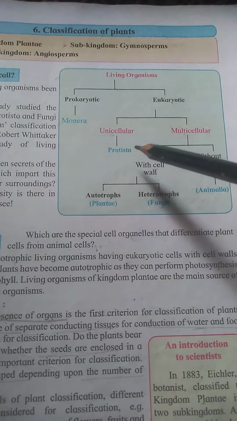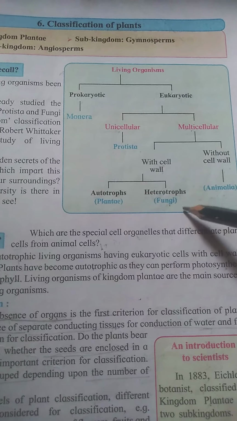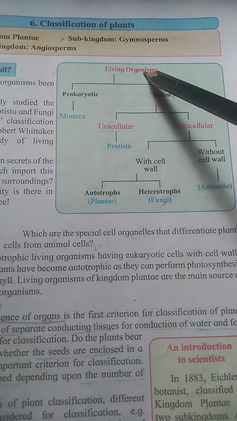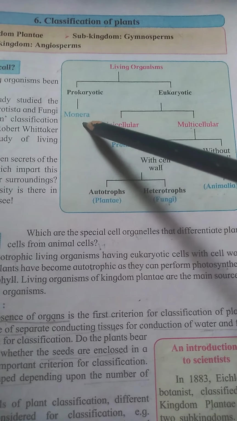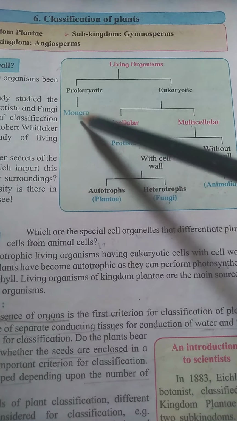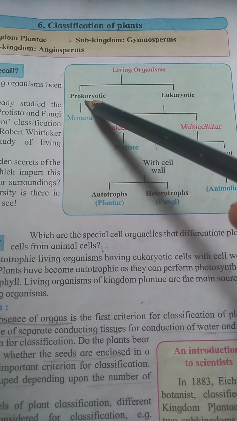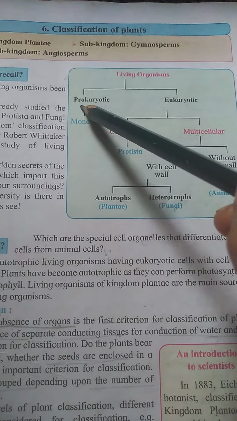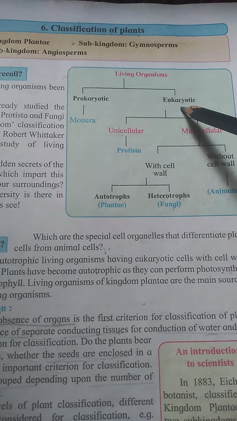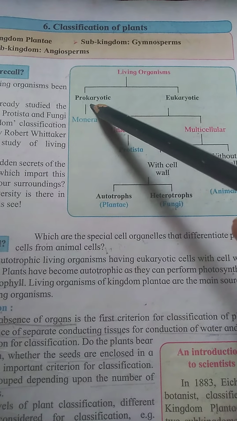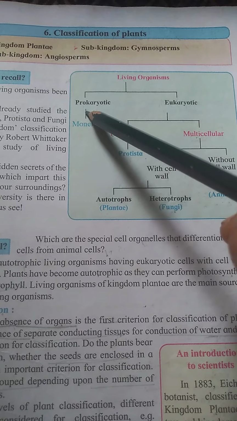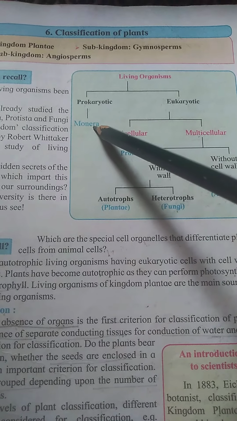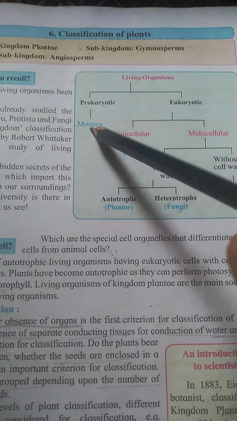These 5 kingdoms are given over here. According to this 5 kingdom classification, all living organisms are classified. The first kingdom is kingdom Monera. It comes under the prokaryotic. Now see, living organisms are classified into two types: first is prokaryotic and second is eukaryotic. Prokaryotic means the organisms which come under this kingdom Monera are usually bacteria.